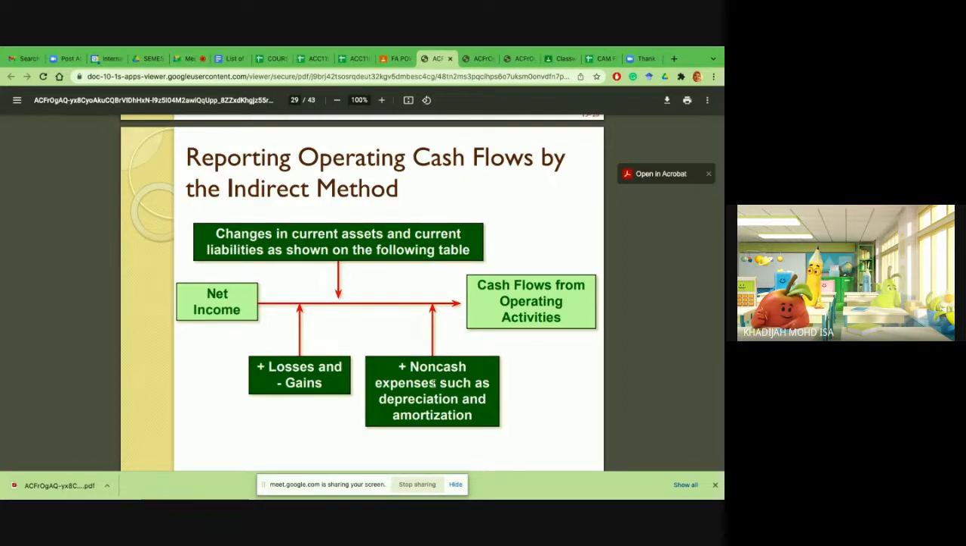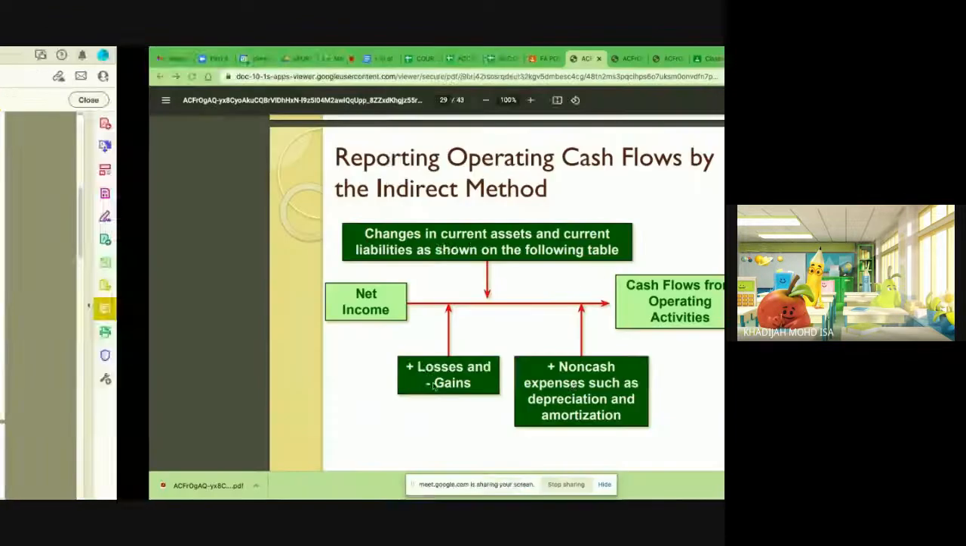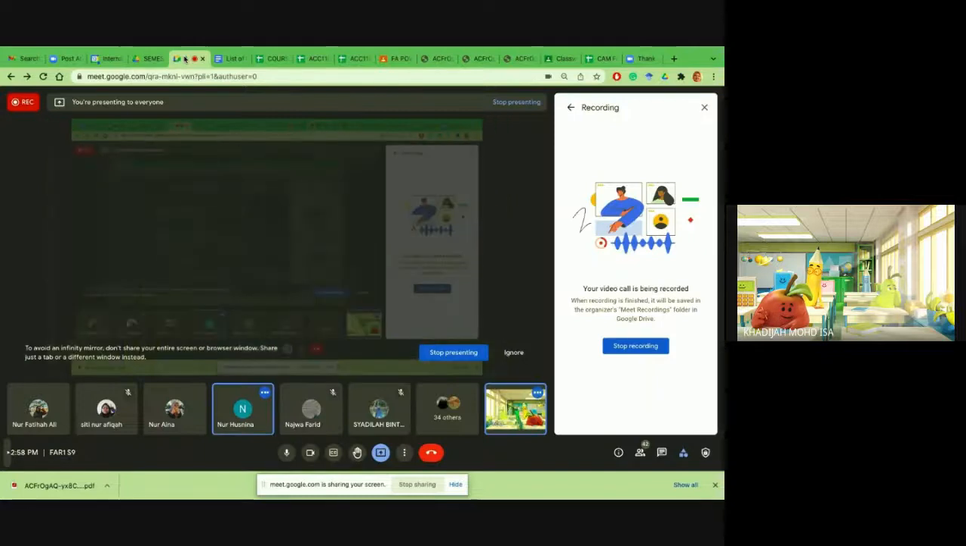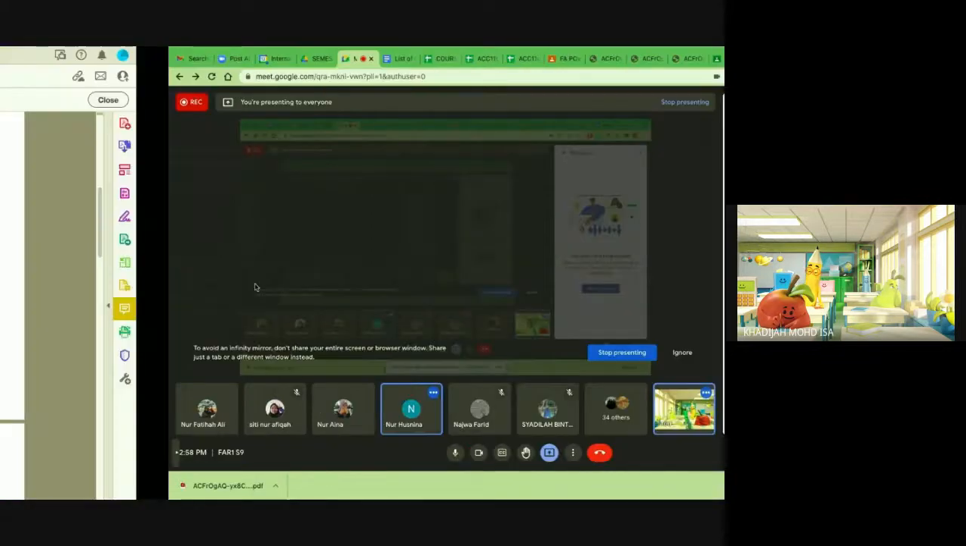All right. Let me just double check with you. Let me see. Najwa Farid. Which one was it just now? Which one was that? Lost it.